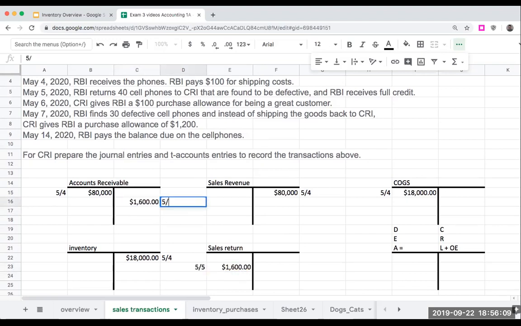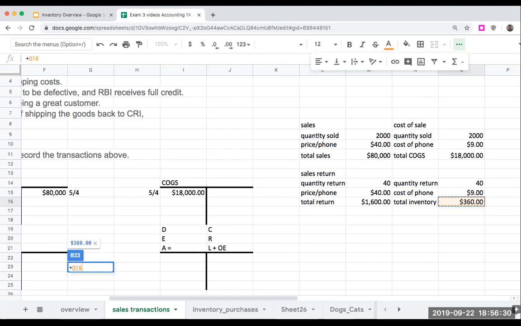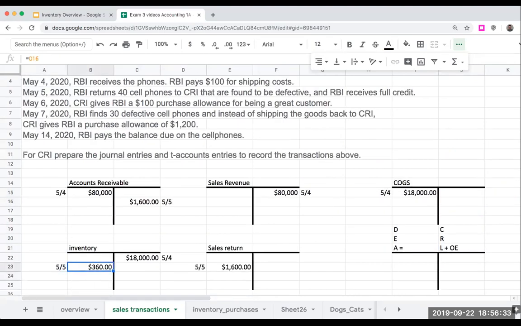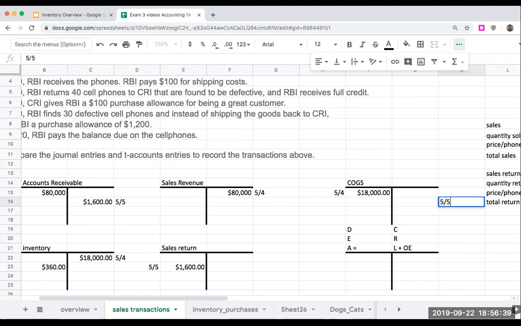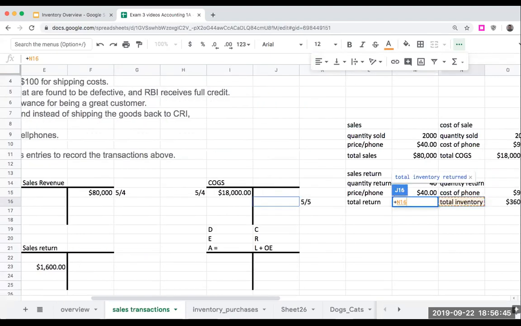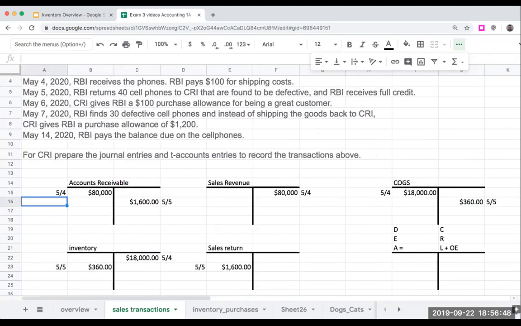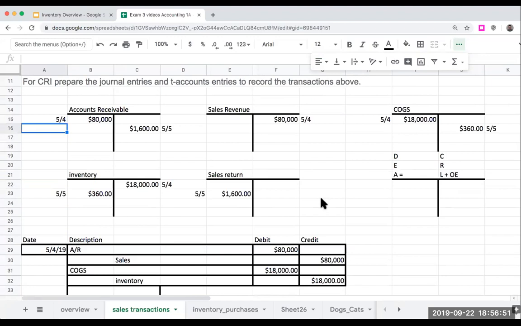And so right here, since these items are also being physically returned, what I need to be doing is showing this inventory coming back onto my books. So the way I'm going to be doing that is I'm going to be debiting inventory right here on 5/5. The amount I debit inventory is for those 40 phones being returned, multiplied by $9 per phone, or my cost for that phone. And then over here on 5/5, I'm going to be crediting my cost of goods sold for that dollar amount. Okay, so that is an example over here of a sales return.